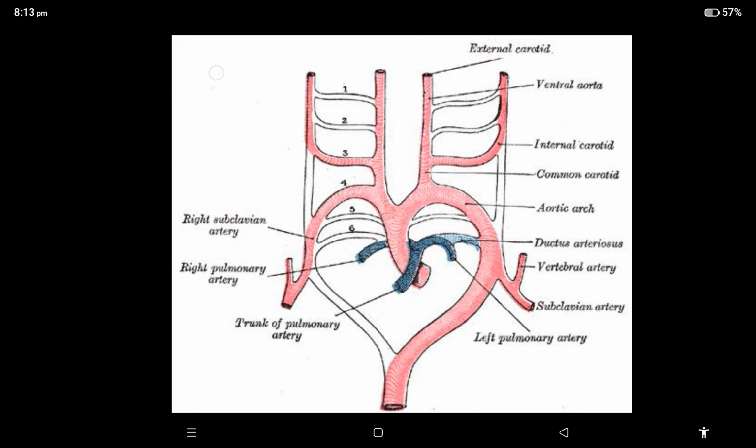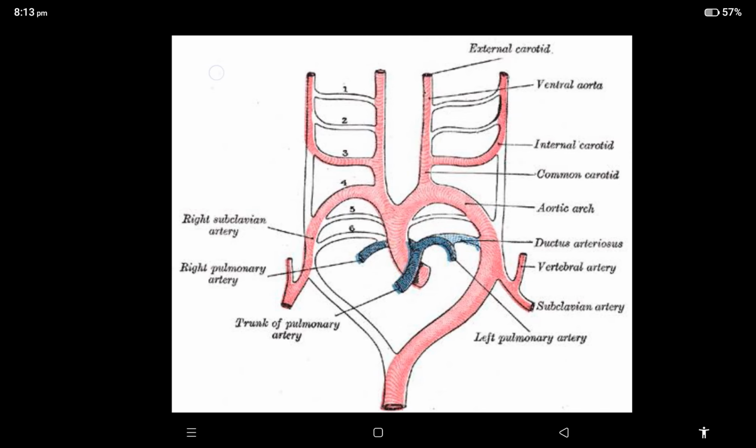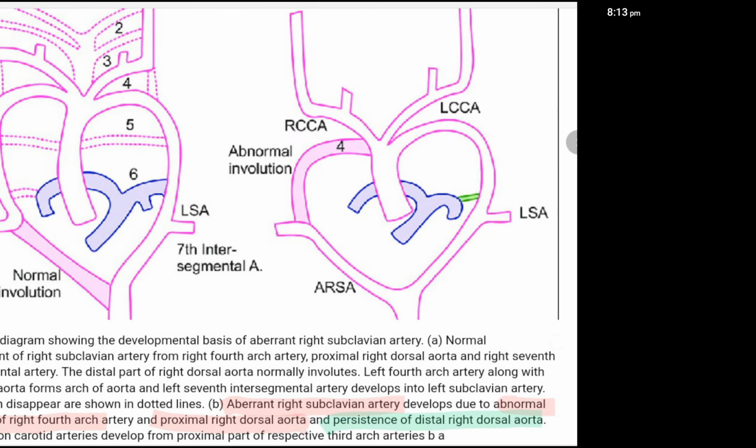Then we have the fourth arch, aortic arch on the left side and subclavian on the right side, the proximal part of the right subclavian. Then from the sixth arch we will be having the ductus arteriosus on the left side and proximal parts of the pulmonary arteries on the right side. So maxillary, stapedial and hyoid, common carotid and internal carotid, aortic arch and subclavian, and pulmonary and ductus arteriosus. This is how the aortic arches give rise.